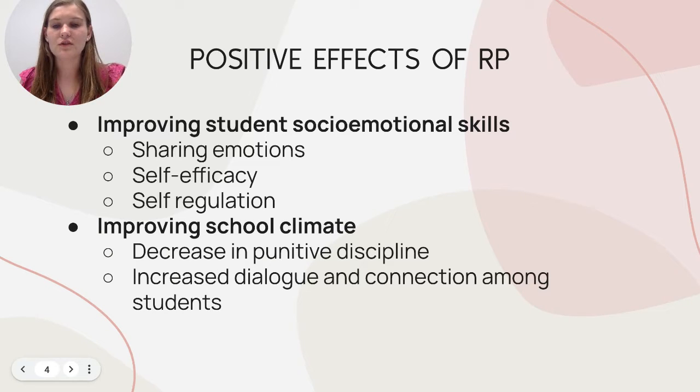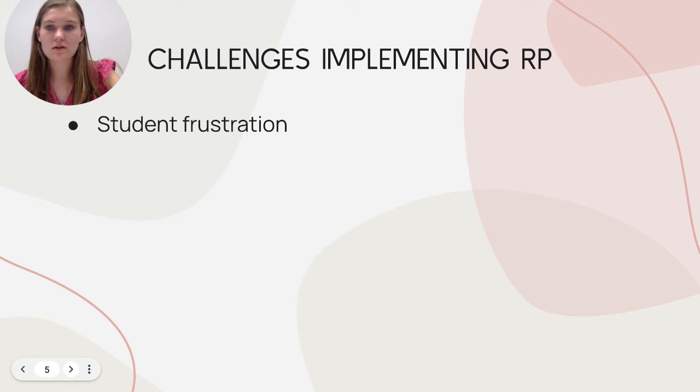In addition, restorative practices have the positive effect of improving school climate. One way that occurs is through a decrease in punitive discipline, meaning instead of a punishment being handed to a student, the student understands what happened and is able to repair that rather than just getting detention or getting suspended. Finally, when an improved school climate occurs, there's increased dialogue and connection among students. What that means is students are able to express themselves through sharing emotions and self-efficacy so that they create a strong relationship with their peers.